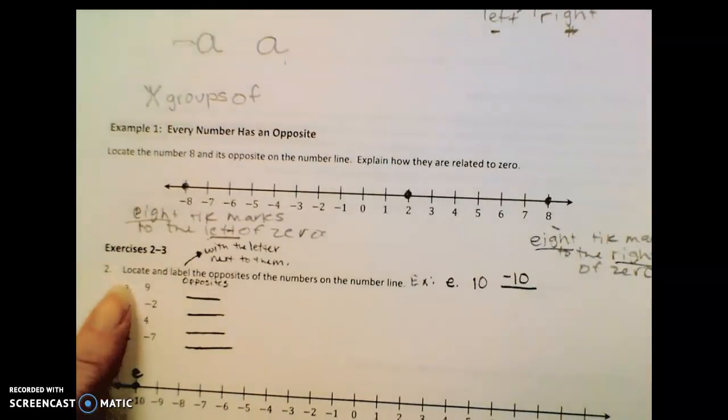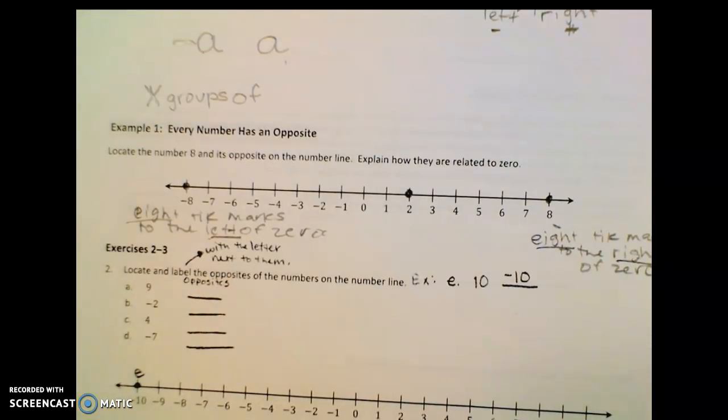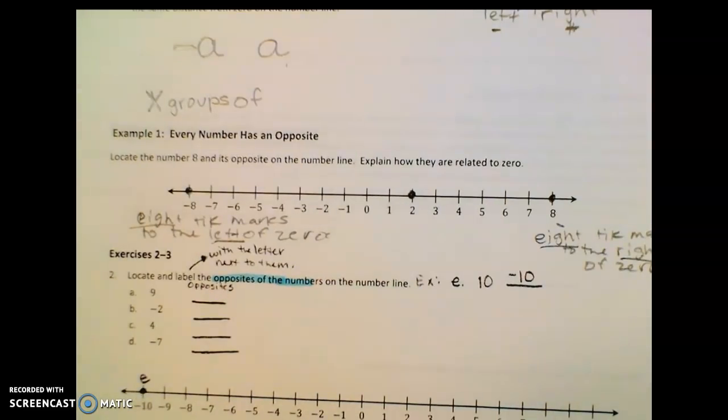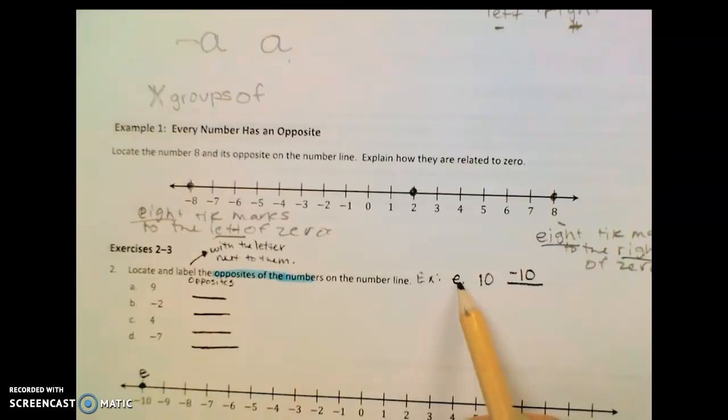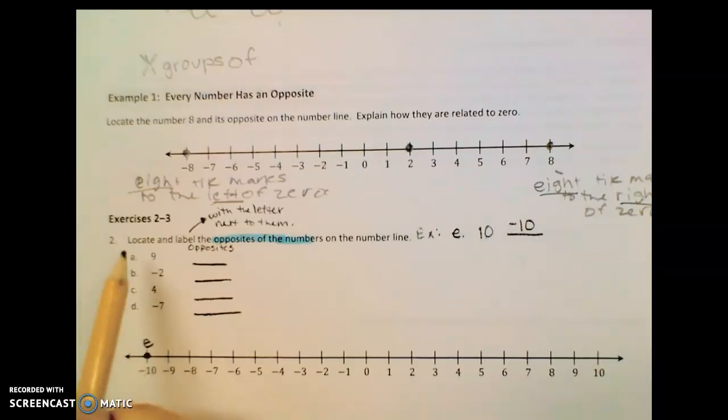So now your job is to locate and label the opposites of these numbers. That's where that reading part comes in. The opposites of the numbers that are listed here on the number line. For example, if there was an E here and it said 10, the opposite of 10 is negative 10. So I would have graphed on the number line negative 10, and I would have labeled it an E. So your job is to now graph and label the opposites of all of these numbers. Push pause until that is done, and then check back for your answers.